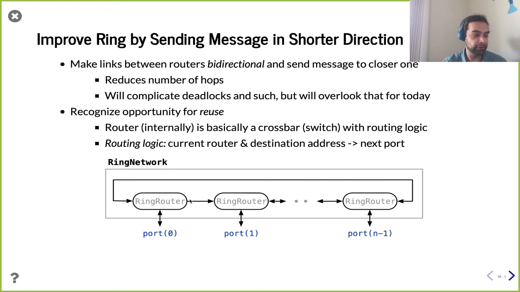There's a missing arrowhead here. Sometimes arrowheads get lost in SVG. I'll have to try and fix that. Okay, so it should be all bidirectional. So you can see you can go in either direction, whichever one is quicker. You can imagine sending messages in both directions.